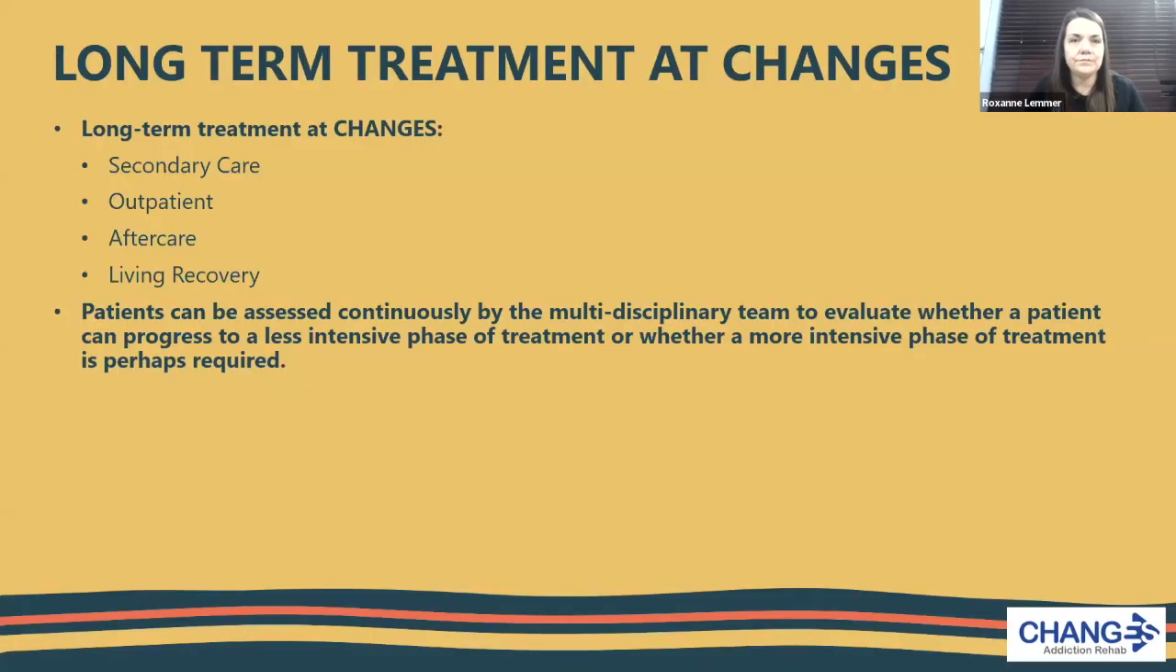Thank you, Calvin. So what does long-term treatment look like at Changes? We have the secondary care program, we have outpatient, aftercare, and living recovery. And while in the Changes system or part of our Changes family, patients can be assessed continuously by the multidisciplinary team to evaluate whether a patient can progress to a less intensive phase of treatment or whether a more intensive phase of treatment is perhaps required. So as we go through these different phases in our long-term treatment, you'll see that the intensity definitely goes down quite a few notches. Thank you, Calvin.